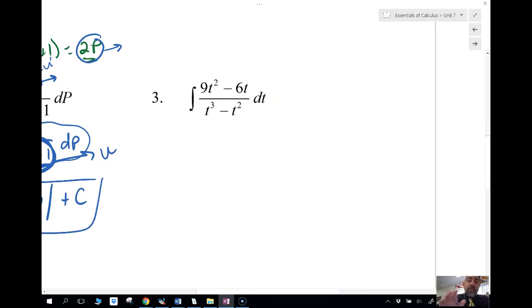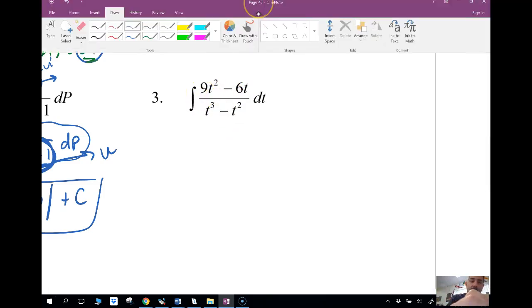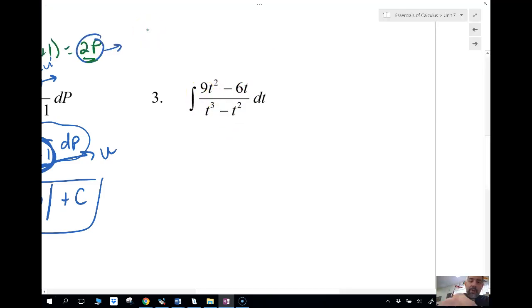All right, number 3 is very similar to that. Remember, again, what you need to do is, if you have a power down here, you're going to look at the bottom. Hey, self, look at the bottom. If I take the derivative of that, let's call that u. Let's call u t cubed minus t squared. If I take the derivative of that, I'm going to get 3t squared minus 2t.